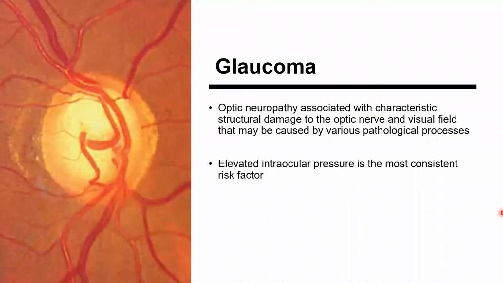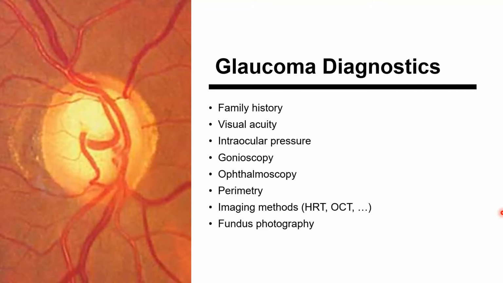Glaucoma is defined as an optic neuropathy associated with characteristic structural damage to the optic nerve and visual field that may be caused by various pathological processes. And the most consistent of these is elevated intraocular pressure. Glaucoma diagnostics consists of several steps.